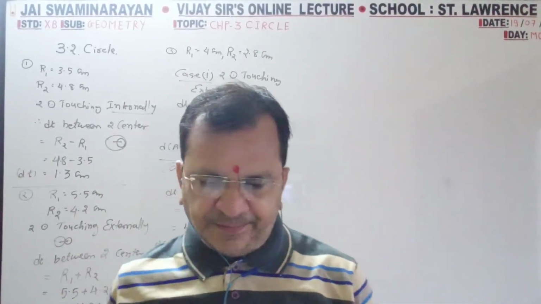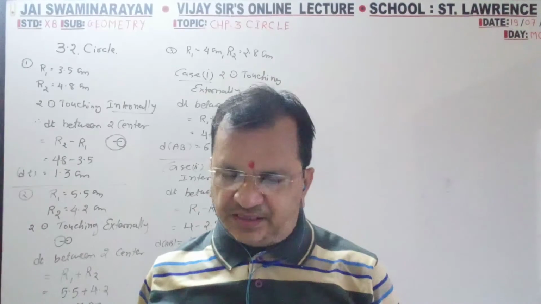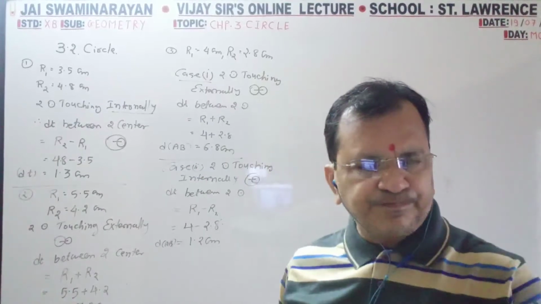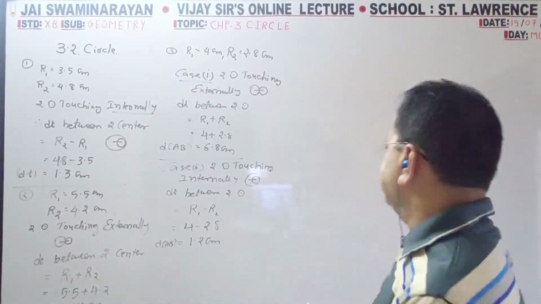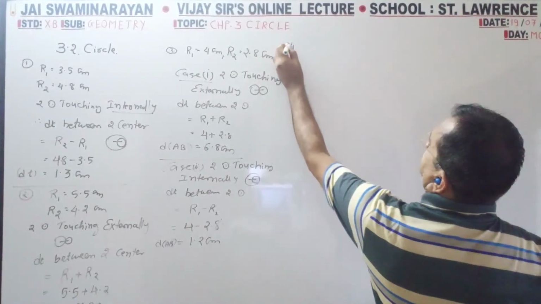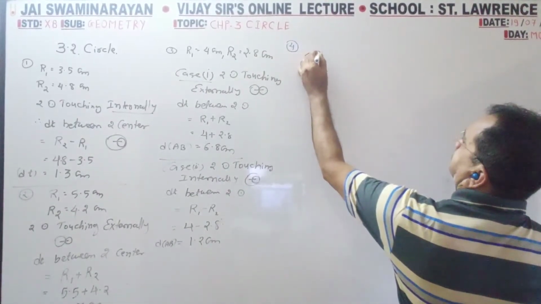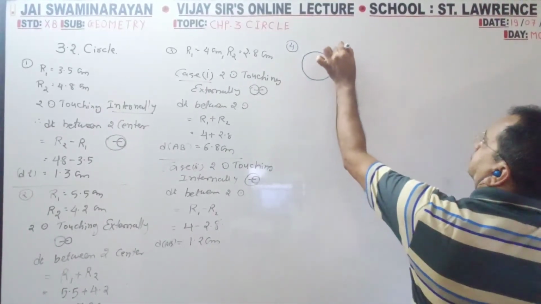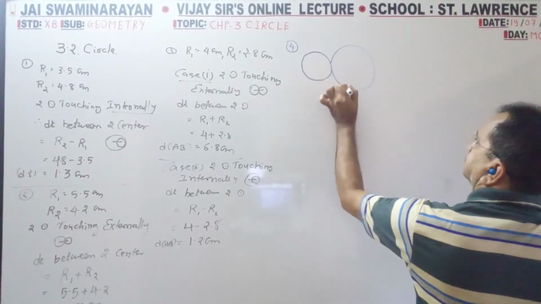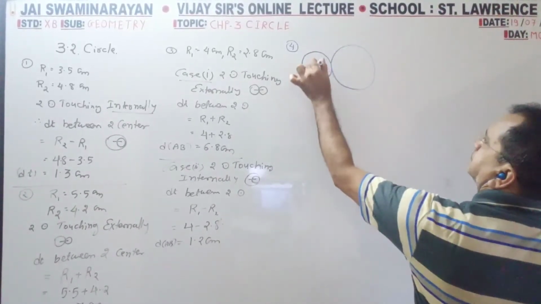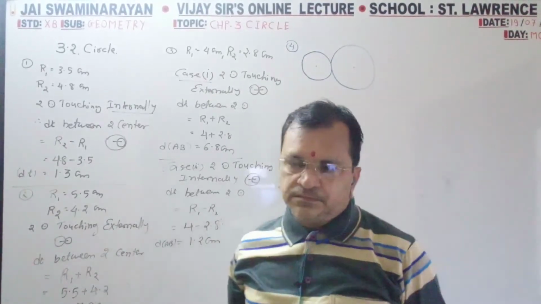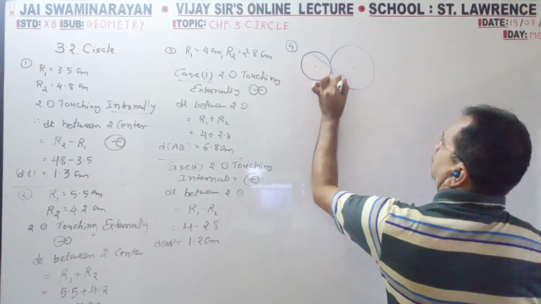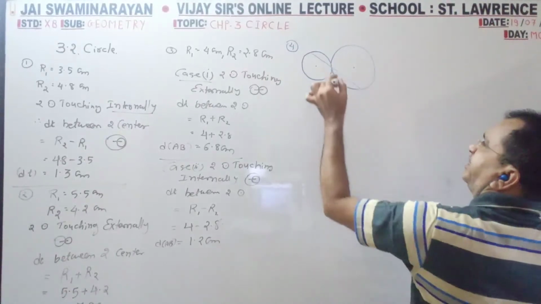Next, this is a very good example. 4th and 5th mark, very important. From the touching point, one common secant is given.